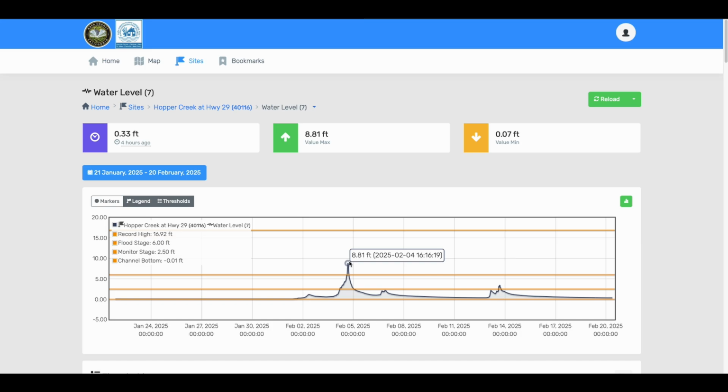The water breaks through the monitoring stage at around 6 a.m. on February 4th and peaks at 8.81 feet around 4:15 p.m. and then recedes back down below the monitoring stage at right around midnight the same day. Using this can help you better prepare for storms and flooding in your area.